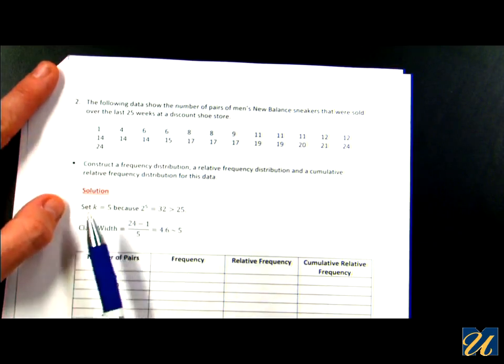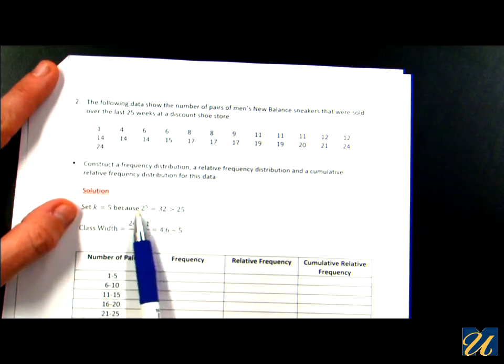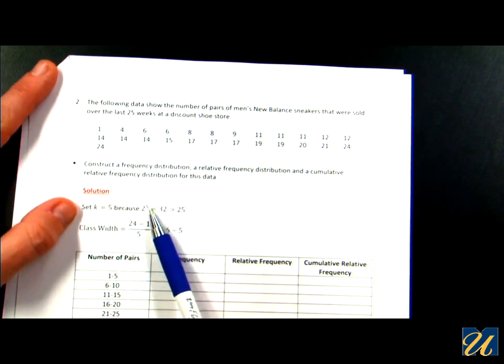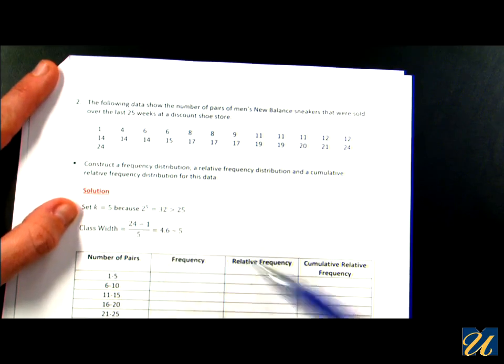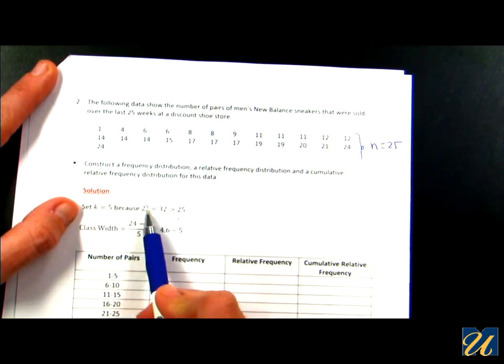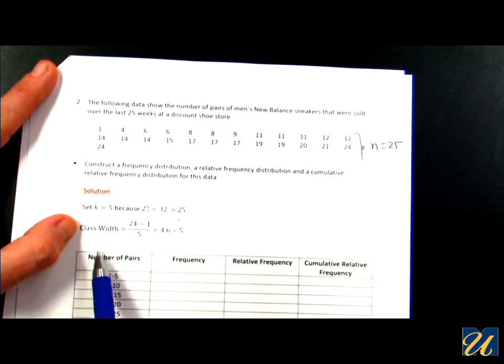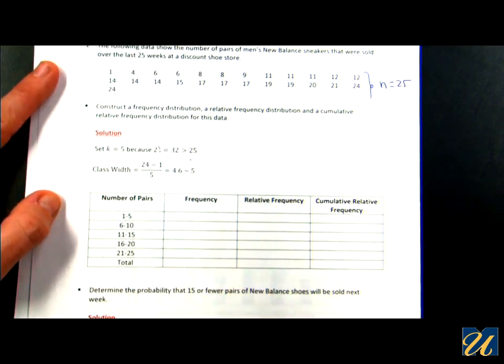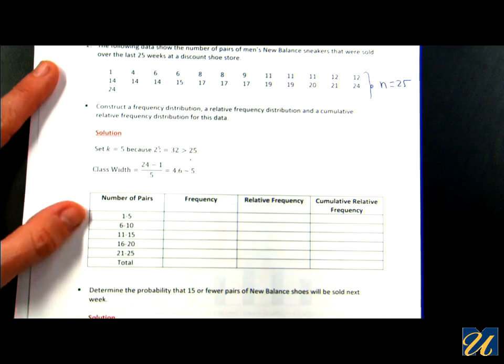Using the rule to figure out the number of classes, we'll see that 2 raised to the power of 5 is 32, which is when it becomes greater than the sample size. Here you have n equal to 25, so that means that you need to create 5 classes. To find the class width, we will do 24 minus 1, the range, over the number of classes. This is 4.6, which we will round up to 5.